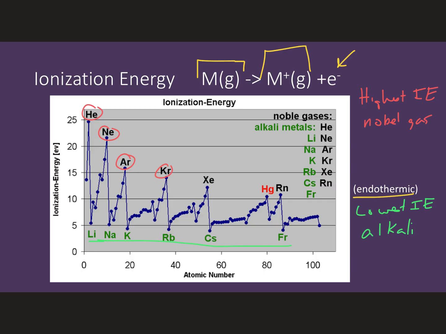Whereas when we're thinking about the alkali metals, they're the farthest to the left. They have the lowest effective nuclear charge, the least amount of force between those two. So it's the easiest to remove that electron. So basically, ionization energy can be projected by the effects of the effective nuclear charge, which is pretty cool.